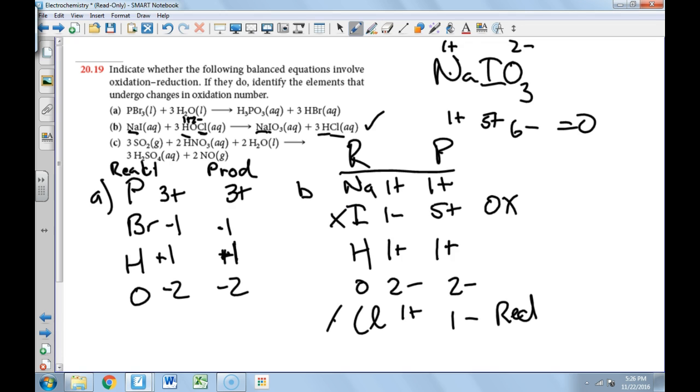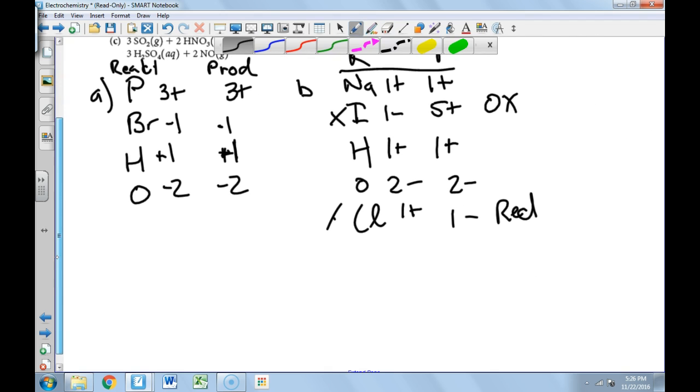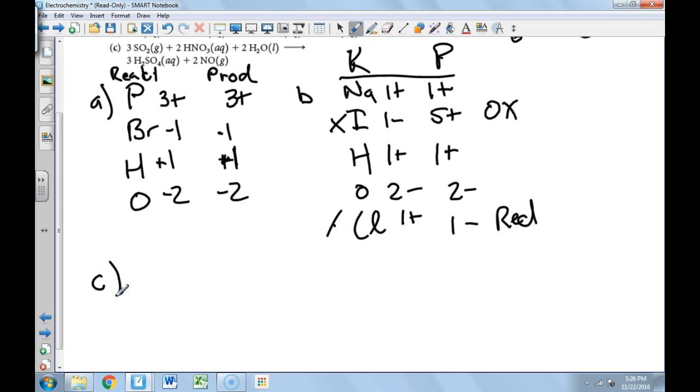Let me get a little more space and let's take a look at part C of this question. I thought I was going to be able to put it right here, but let's do this. Again, let's just list the elements: S, O, H, and N. Hydrogen and oxygen very rarely change oxidation states unless they form their element, so I'm not going to focus on those first. I'm really going to focus on sulfur and nitrogen first.